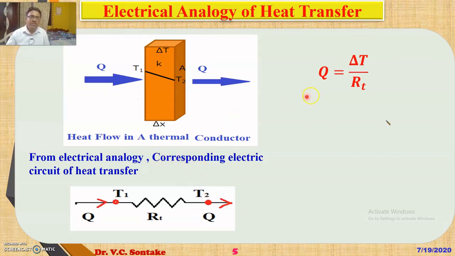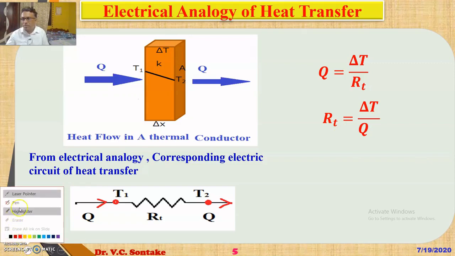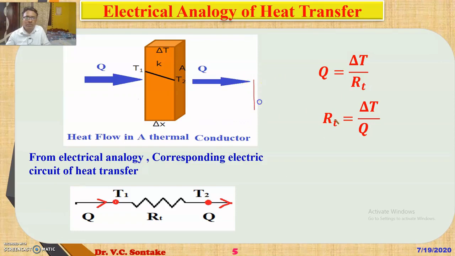As we have discussed from the previous slide, we have got this relationship between Q, delta T and RT. Let us rewrite this equation for RT thermal resistance as RT is equal to delta T over Q. So this is a very important relationship. This equation we are going to use extensively while solving the problems.